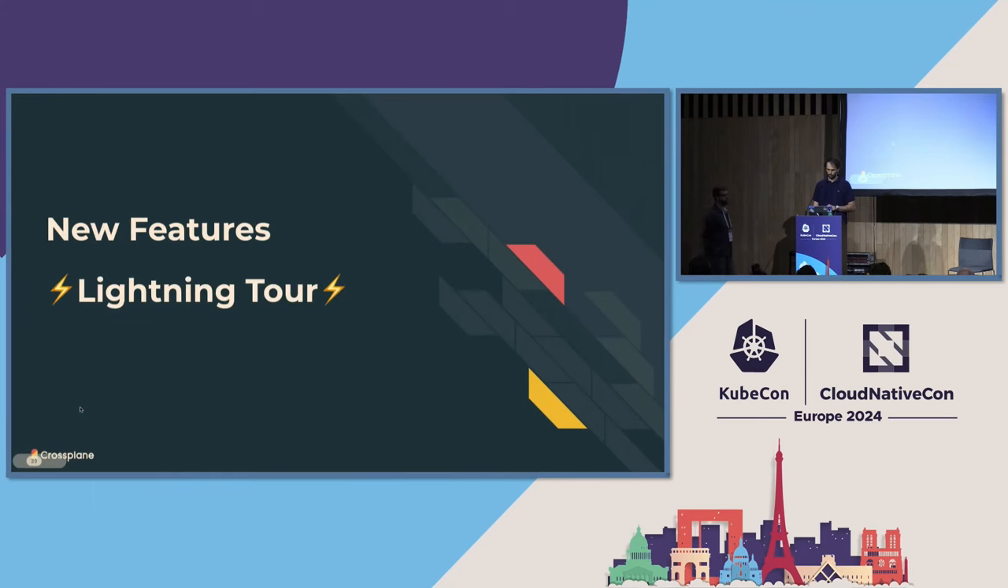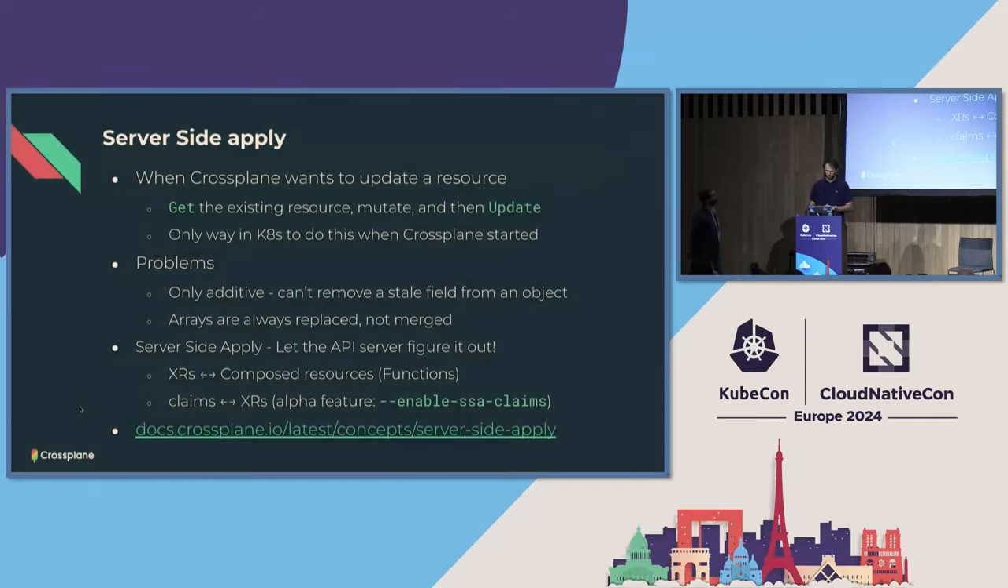Let's go through a few other new features we introduced recently. Server-side apply, you might have heard about that. Usually the control loop of controllers in Kubernetes is getting resources, mutating them, and then updating. It was the only way available when Crossplane was started, but this has its problems, as you might know. It's complex to handle, it's mainly additive, so it can't remove a field from an object. And on arrays, it's hard to handle existing elements maybe put in by another controller.